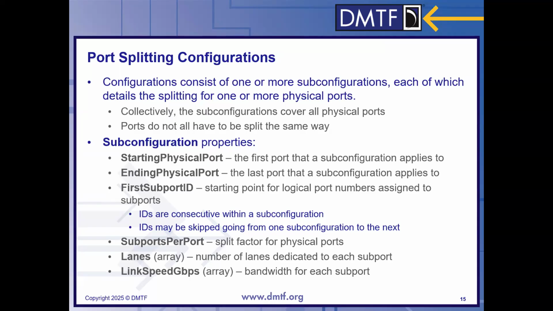Next, subports per port tells you how many ways you're splitting. And then finally, we've got lanes and link speed gigabits per second arrays that tell you for each of those subports, how am I splitting it up? How am I splitting up the lanes? And how am I splitting up the bandwidth for the various subports in that subconfiguration?